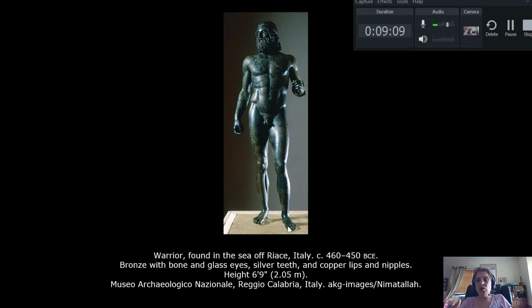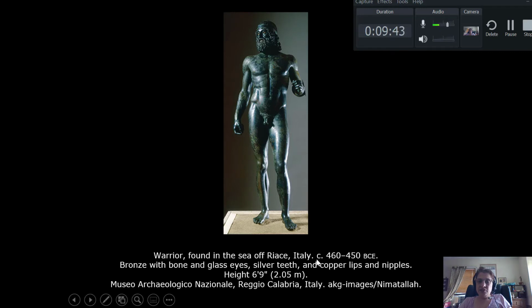So making it hollow makes it so it's not as heavy, and also it makes it affordable. Most of these, unfortunately, were melted down over time and the metal was used again. But this warrior was found in the sea. He was on a boat being transported, and the boat sunk for whatever reason, and it was lost for centuries, and then it was rediscovered, and that's how we have a full figure like this left.